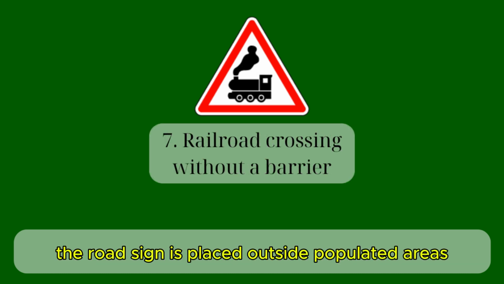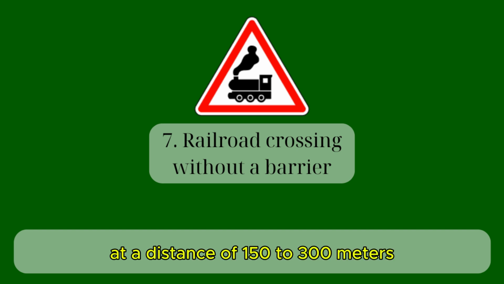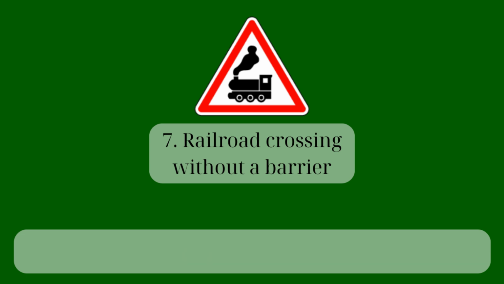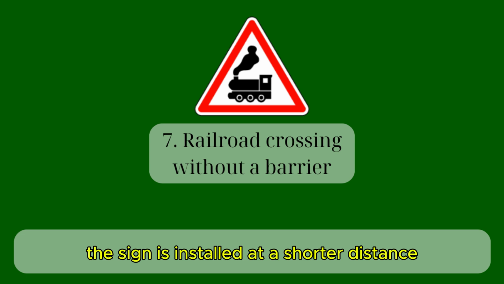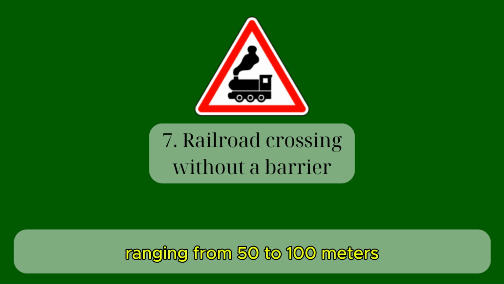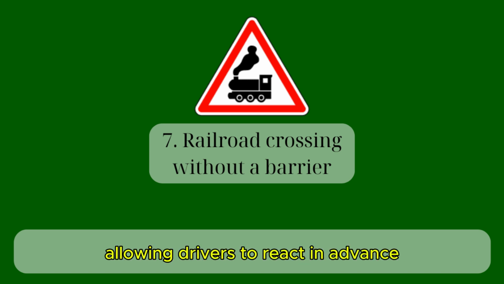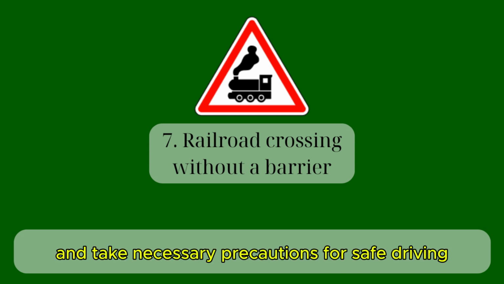The road sign is placed outside populated areas at a distance of 150 to 300 meters before the beginning of a hazardous section of the road. Within populated areas, the sign is installed at a shorter distance, ranging from 50 to 100 meters, before the potentially dangerous stretch, allowing drivers to react in advance and take necessary precautions for safe driving.